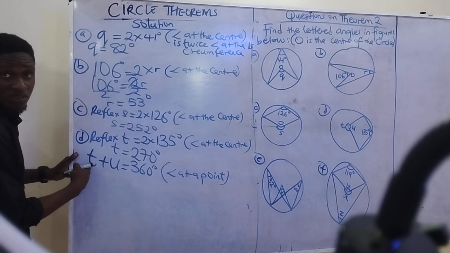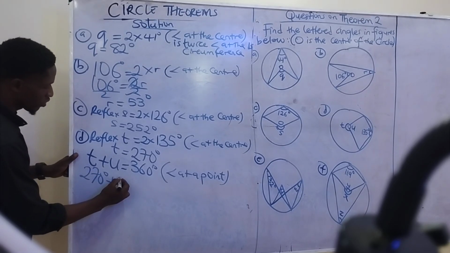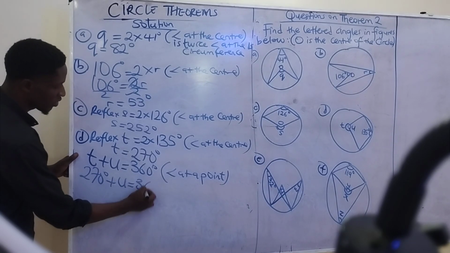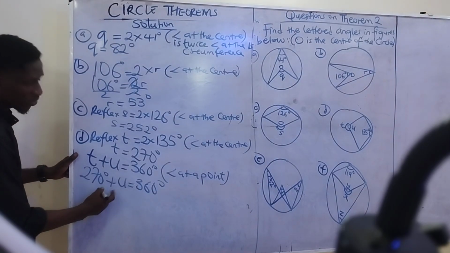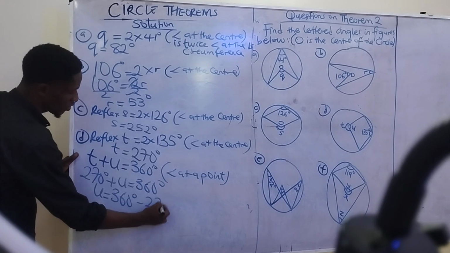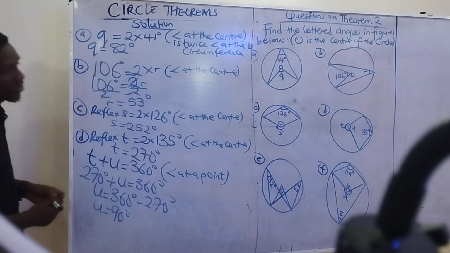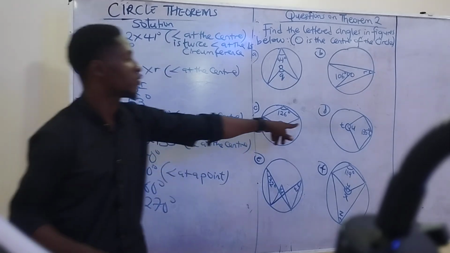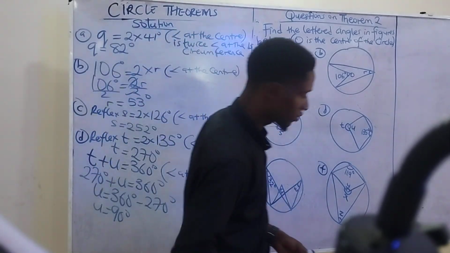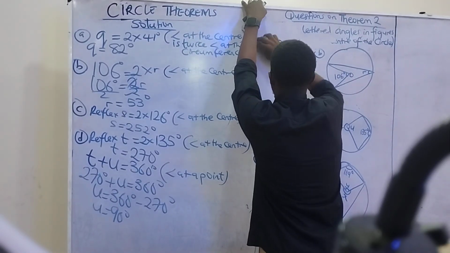So we have gotten T as 270. So we have 270 plus U is equal to 360 degrees. Making U the subject, we have 360 minus 270, which will give us 90 degrees. And that is the answer for this U. So let's go to the last part of that question.